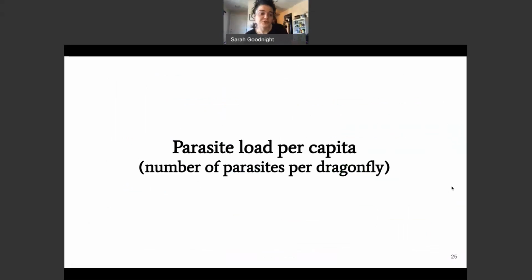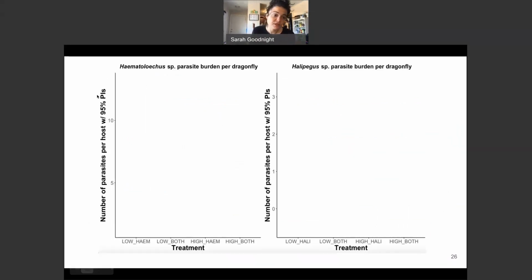But the real story gets interesting when you look at the parasites inside of these dragonflies, right? Because that's a big part of my main question. So the first thing I'm going to show you for my results is parasite load per capita, or the number of parasites per dragonfly host. Now, for these figures, here on the y-axis, I have the number of parasites per host, per dragonfly, and on the x, I have my treatments. Hematoloechus is going to be on the left, and Halopagus here is on the right.